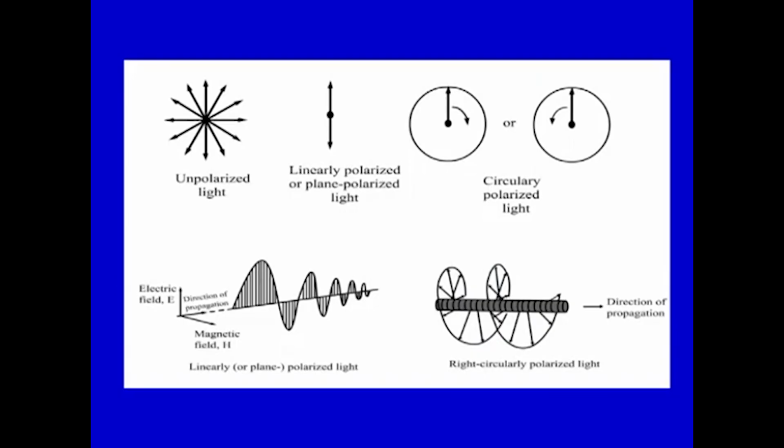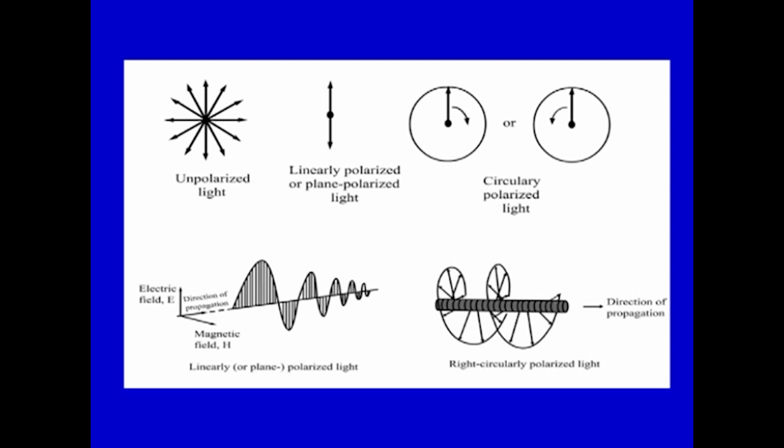Just to understand here, this is what we call unpolarized light: if we take the electric vector, its vibrations are in all different directions. So, it is not polarized, it is called unpolarized light. Then if, through certain means, you can make the electric vector vibrate in only one plane, it is called plane polarized light. And then there is circularly polarized light, which could be in two directions.